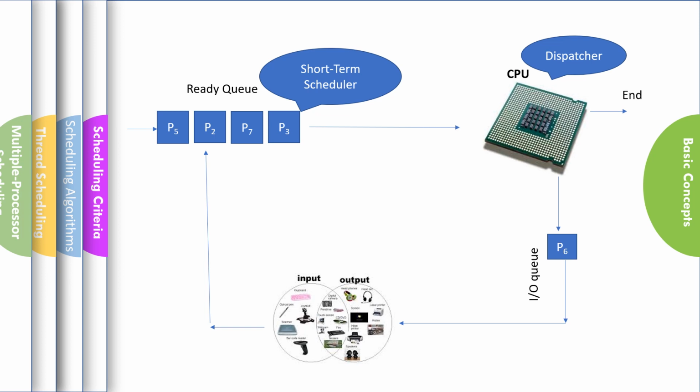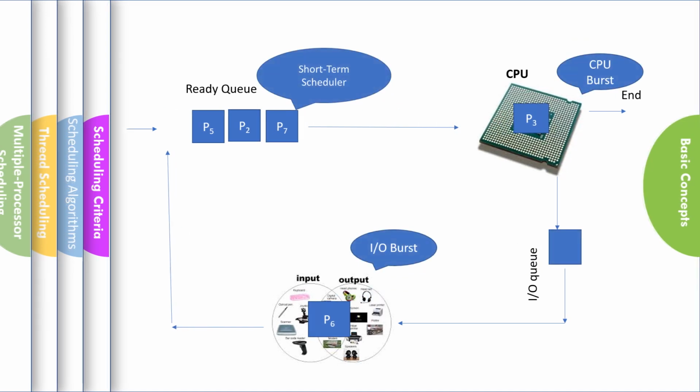So how is this provided to the CPU for execution? The process P3 is in CPU burst. And if you also see, process P6 has gone from the waiting queue to the IO device, so it is in its IO burst.